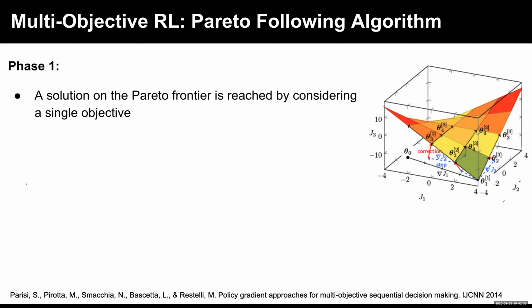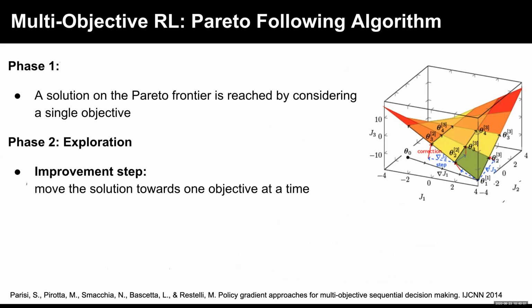A quick follow-through on some recent, and not so recent, work around other multi-objective reinforcement learning approaches. One is to divide the problem into multiple phases. The easiest thing I could do is to find a solution by considering only a single objective. I have multiple objectives, I disregard them, I just pick one and go to the Pareto front closest to me. Then from that local position, we can do some improvement, moving the solution towards one objective at a time.